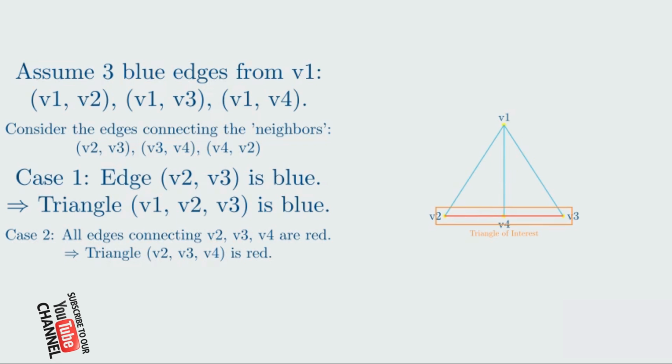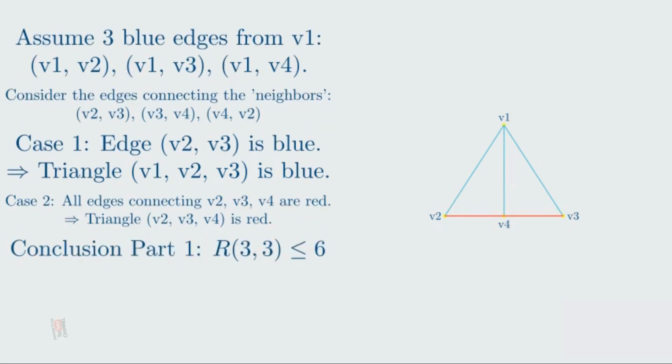This covers all possibilities. Either one of the edges connecting the neighbors is blue, giving us a blue triangle, or all of them are red, giving us a red triangle. Either way, we are guaranteed a monochromatic triangle. And this proves the first part of our statement: R(3,3) must be less than or equal to 6. This concludes part 1 of our proof.